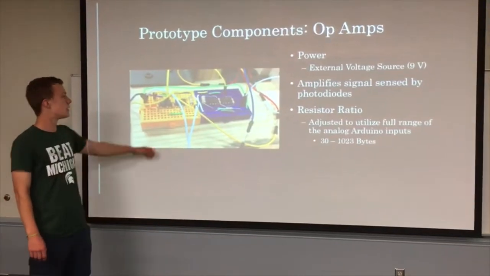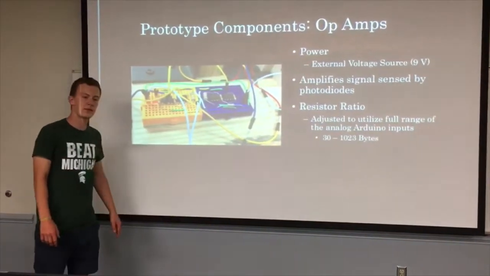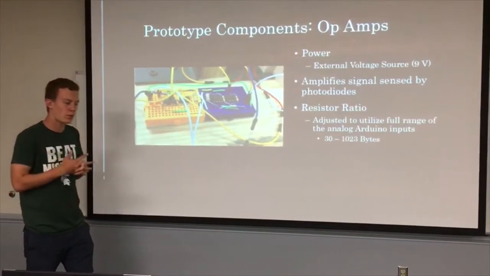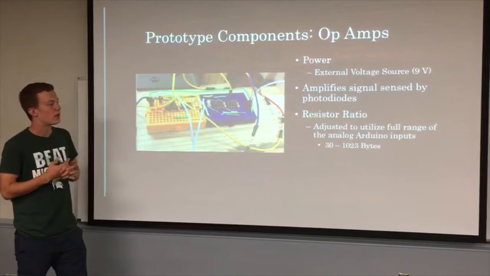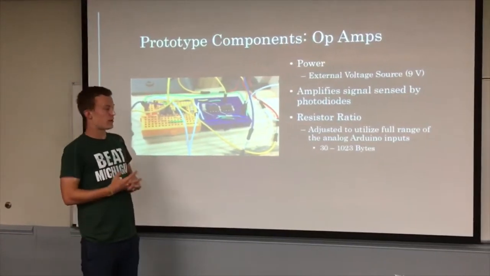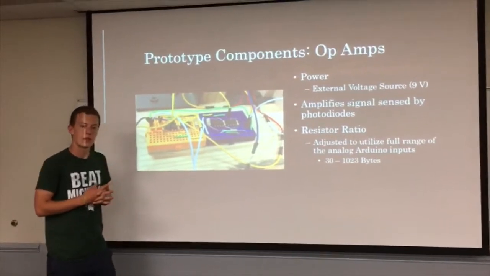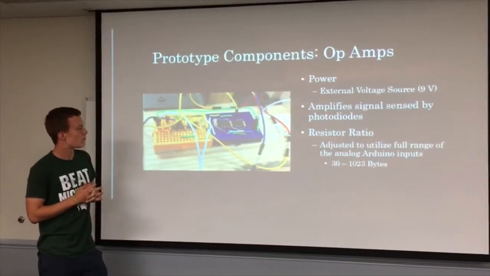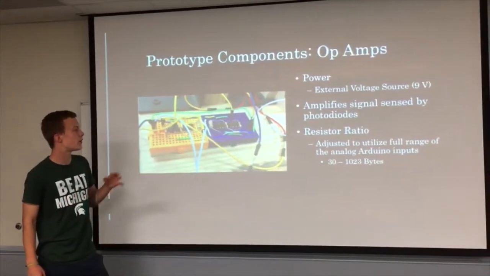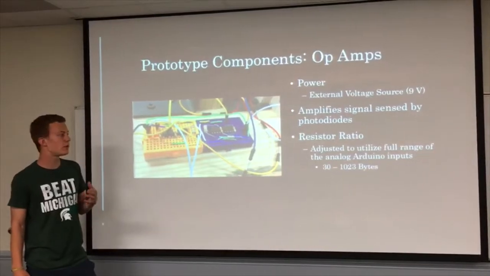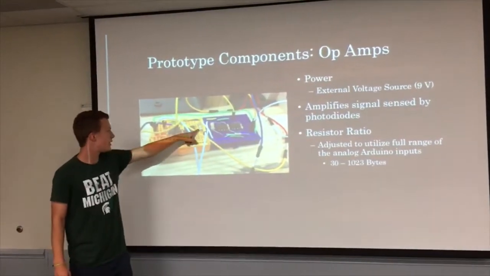The op amps. With the op amps, we amplify the sensor signal, so we can monitor it better and calculate better with it. We power them with an external voltage source, with 9 volts. The decisive part for the amplification is the resistor ratio between the resistors here, here, and here.